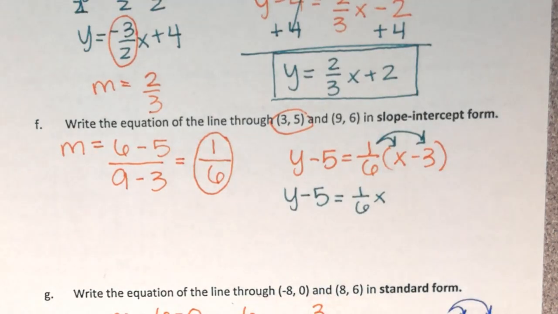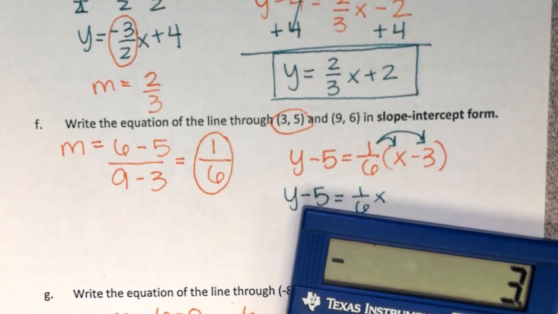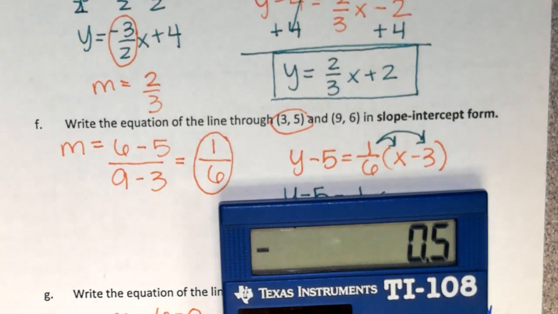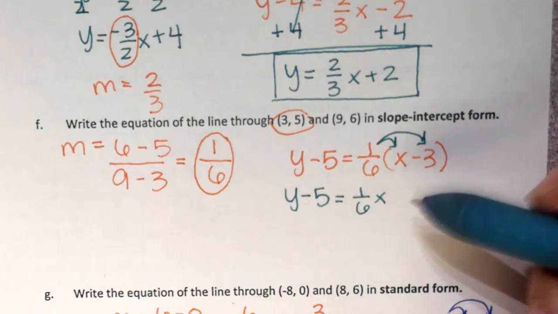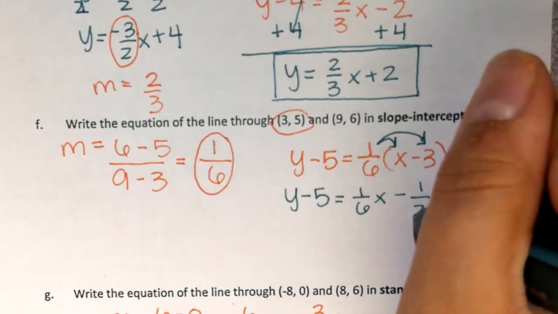So if you do this in your baby calculator, just be aware, divided by 6, it'll give you a decimal. We do not want any decimals on any of the tests. No decimals. So you're going to need to turn that into a fraction. If you write negative 3/6, that's fine, but just know negative 3/6 is negative 1/2.